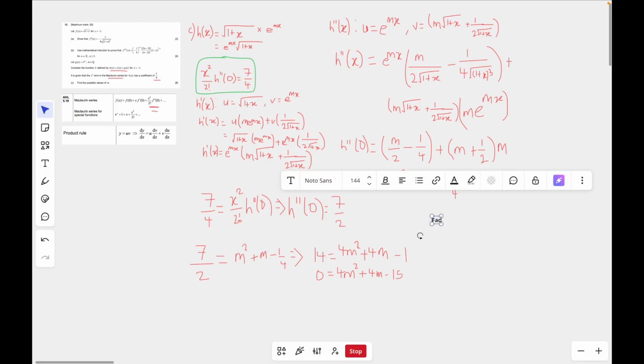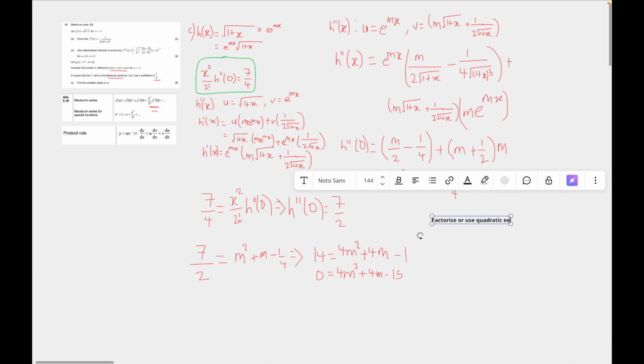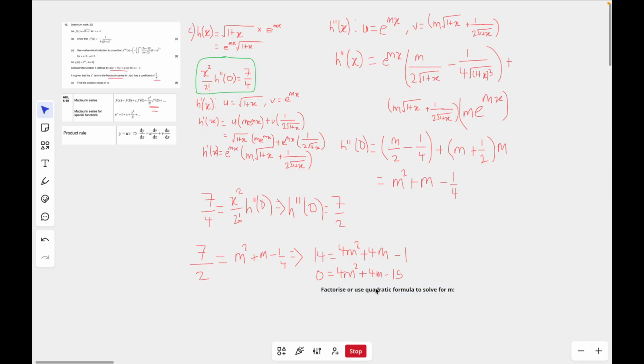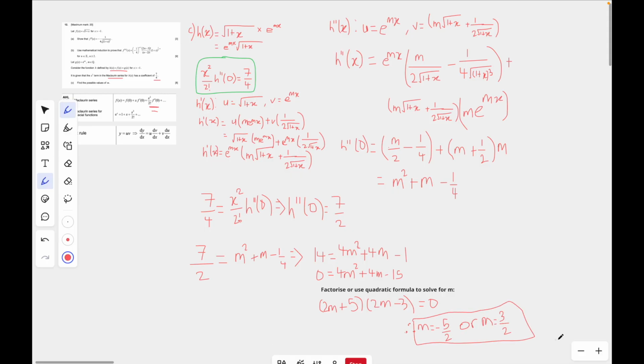We can use factorization or the quadratic formula to solve this equation. For the purposes of this video, we will use factorization. Factorizing gives 2m plus 5 times 2m minus 3 equals 0. Therefore, if 2m plus 5 equals 0, then m equals negative 5 over 2, and if 2m minus 3 equals 0, then m equals 3 over 2. Hence, the possible values of m are negative 5 over 2 and 3 over 2.